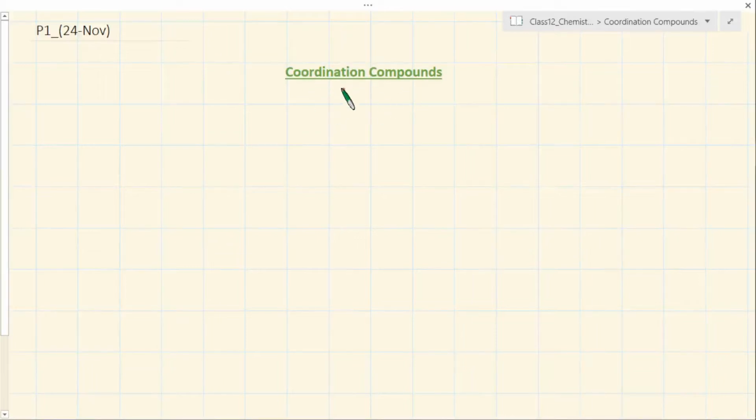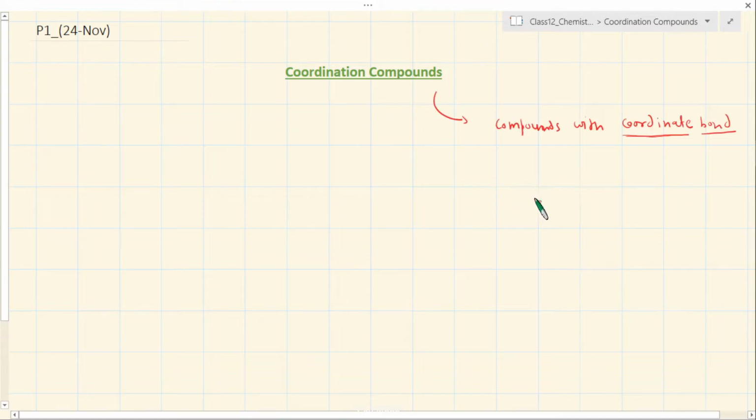Your coordination compounds, like what we are going to study in this chapter, they all have coordination bonding. So what you already know, for example, is the formation of the ammonium ion. You know that ammonia takes up a hydrogen ion. How does it do that? Because there is a lone pair of electrons and the hydrogen ion is devoid of any electron.